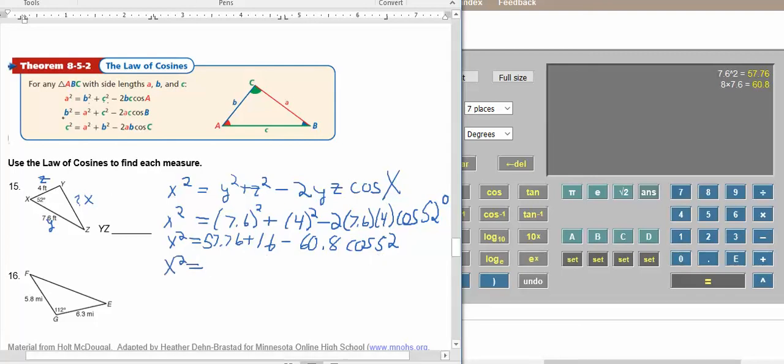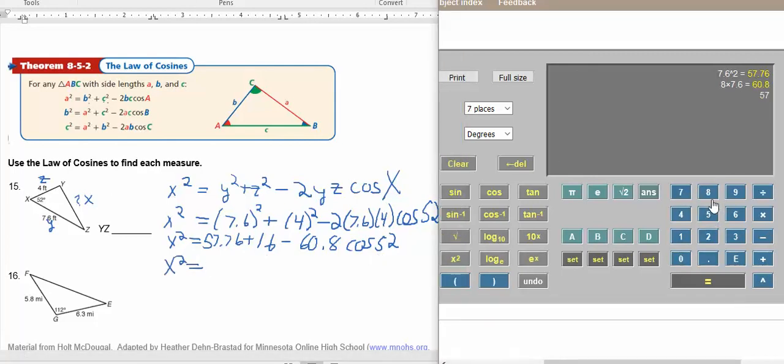Let's do that in one step. So we have 57.76 plus 16 minus 8, oops, not 80. Is there a back button? Delete. 60.8 times the cosine of 52.